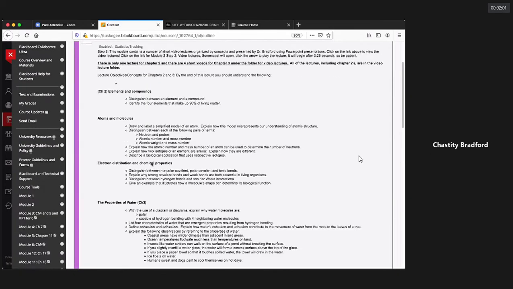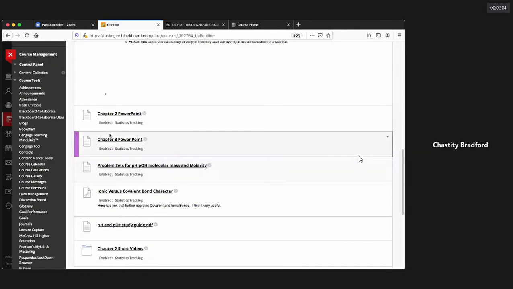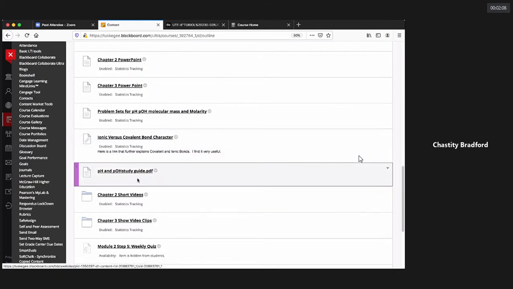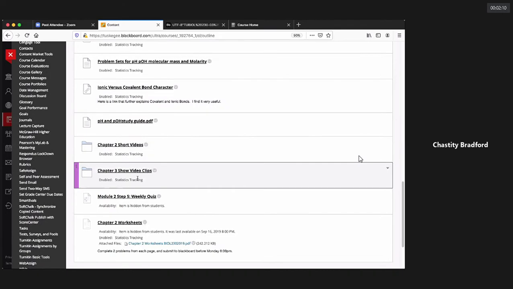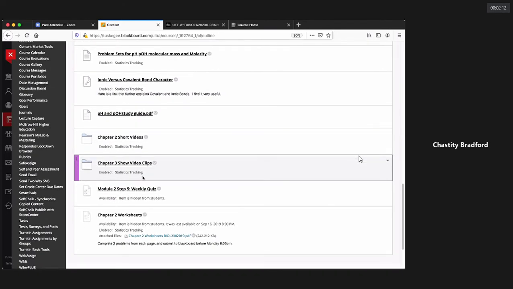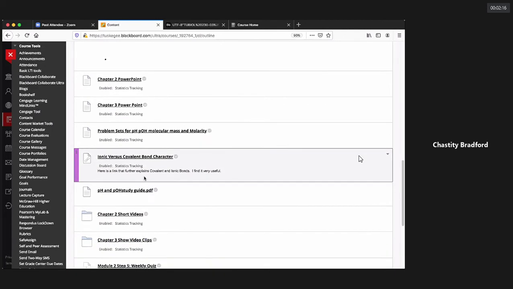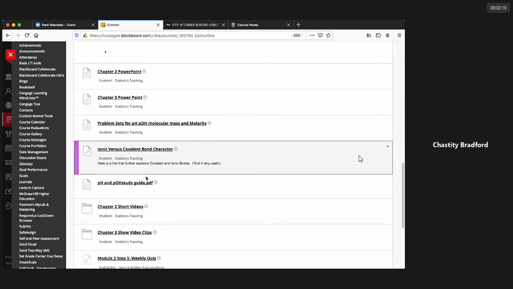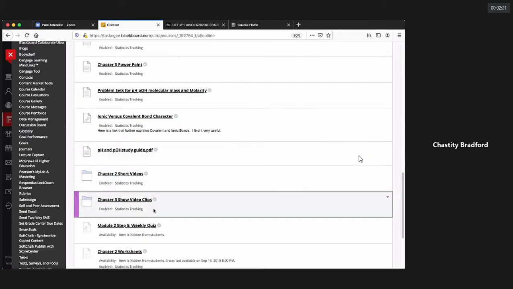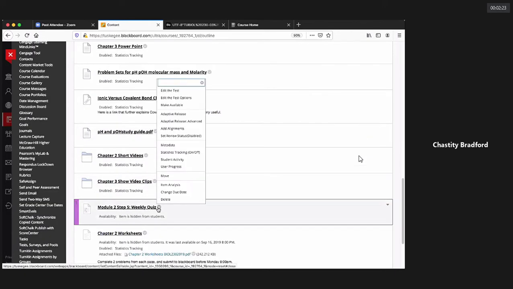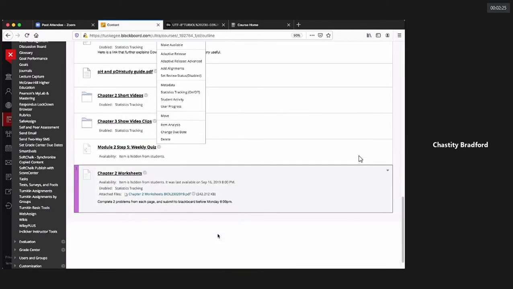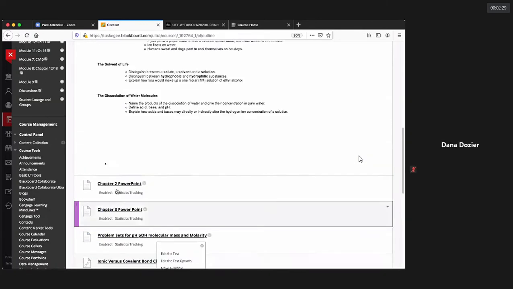Okay, so if you keep going, you'll see the PowerPoints here. There's some problem sets here. The things I don't want you to work on are maybe some quizzes or things that are in here. I don't want you to work on those. All I want you to do right now is work through the PowerPoints, okay? Work through these PowerPoints, okay? Is that clear? Yes, ma'am. All right, so let's click on this one.